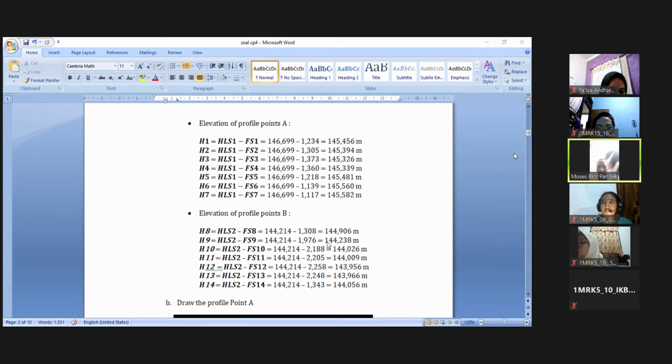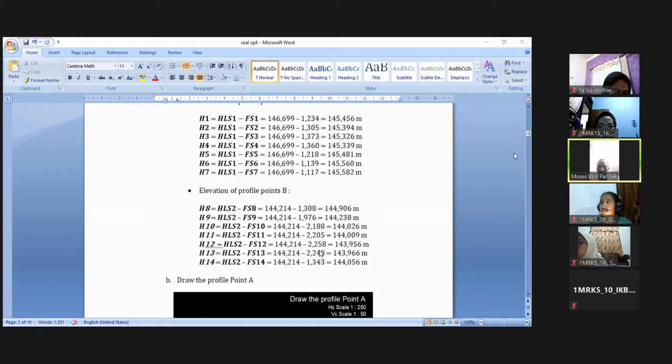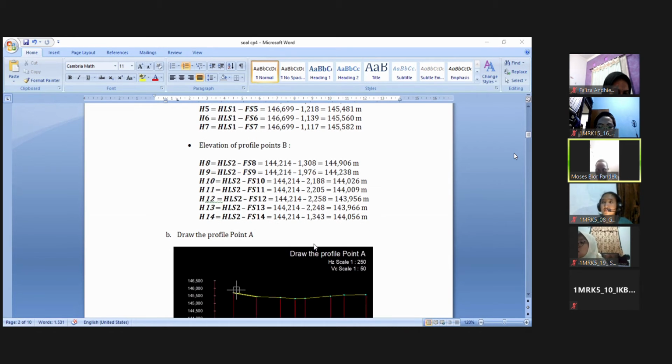That is where we are going to use the elevation of line of sight 2 now. We start with point 8. The elevation of point 8 will be equal to the elevation of line of sight 2 minus the foresight at 8. So it will give us something like 144.903 meters. Then we continue using the same formulas.